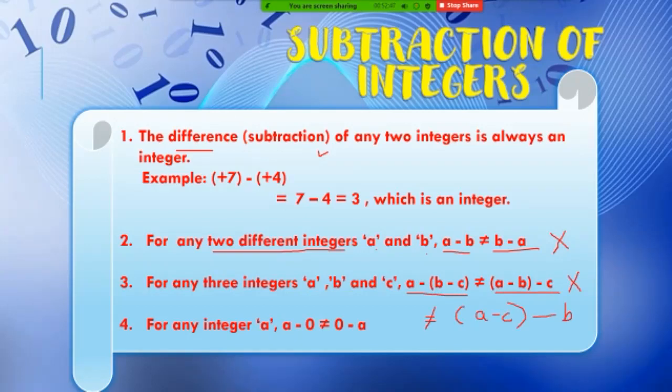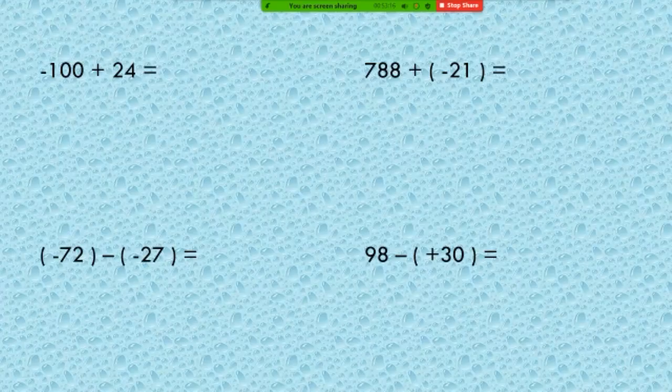Next was the property of 0. For any integer a, a minus 0 is not equal to 0 minus a, and that is not equal to a. This is the property of 0. It also does not hold true for subtraction. Now here are some sums to solve.